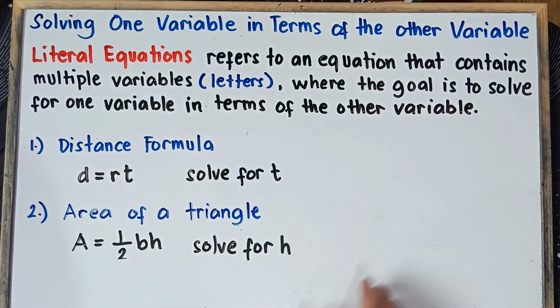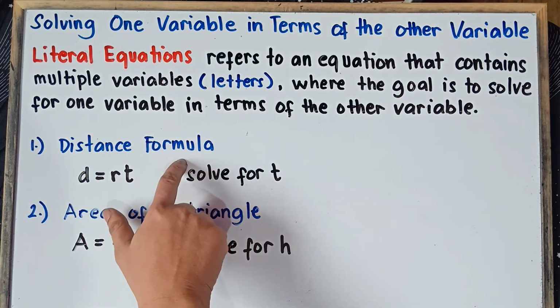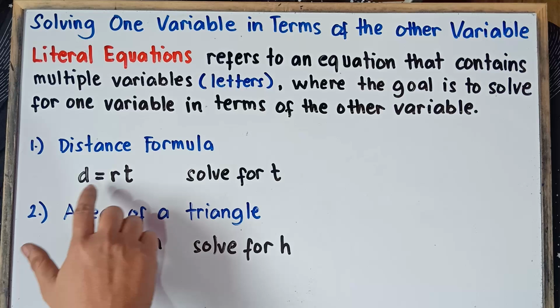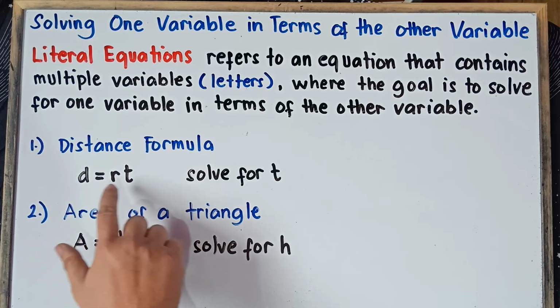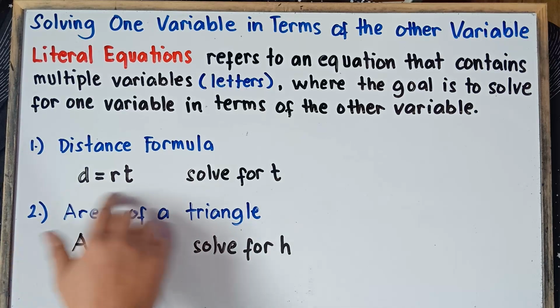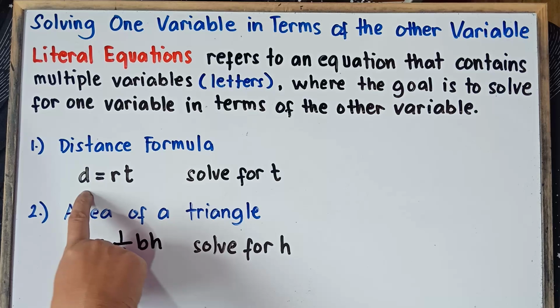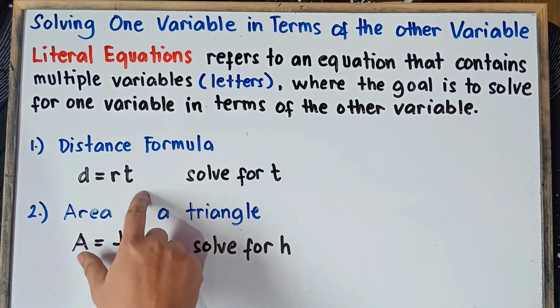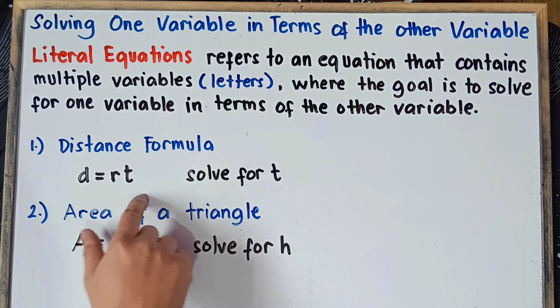So let's have an example, class. We have the distance formula. That will be distance is equal to the rate times the time. So D equals R times T. We call this one literal equations because we do have many variables. We have D, we have R, and then we have T. So we have three letters, D, R, and T, and we call this one literal equations.